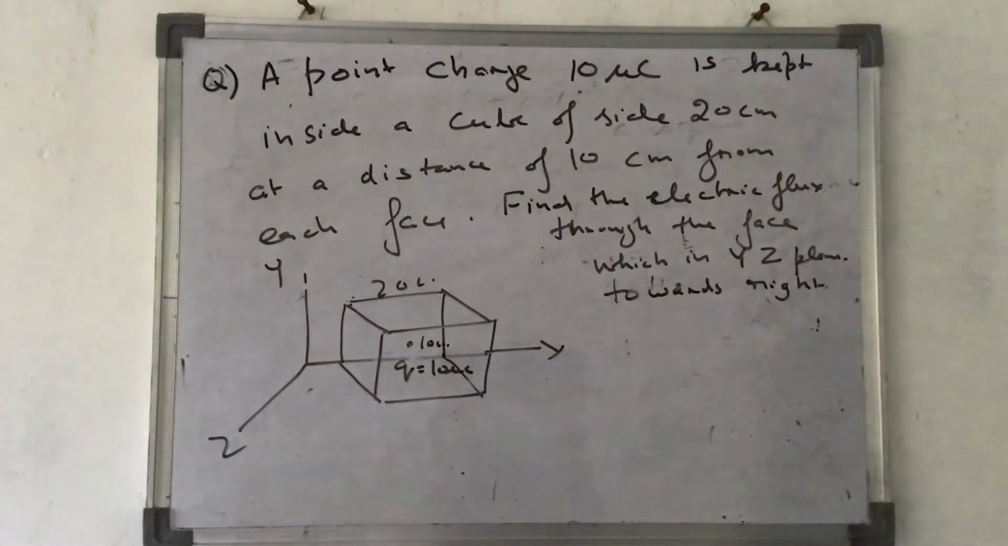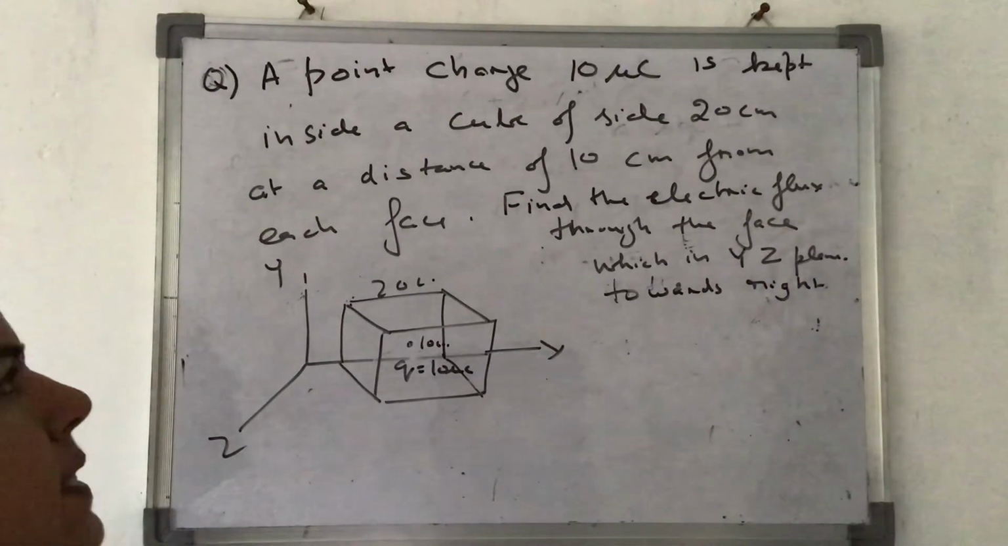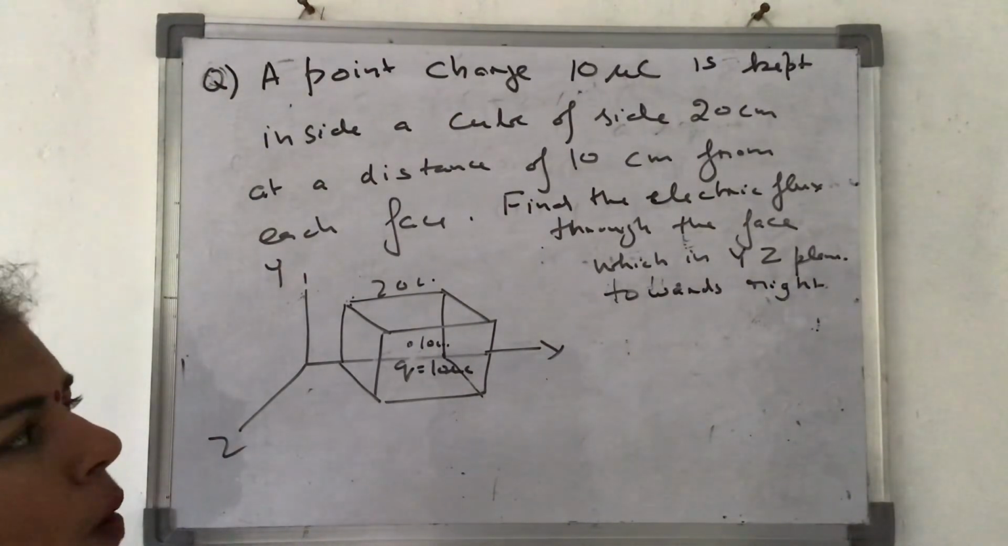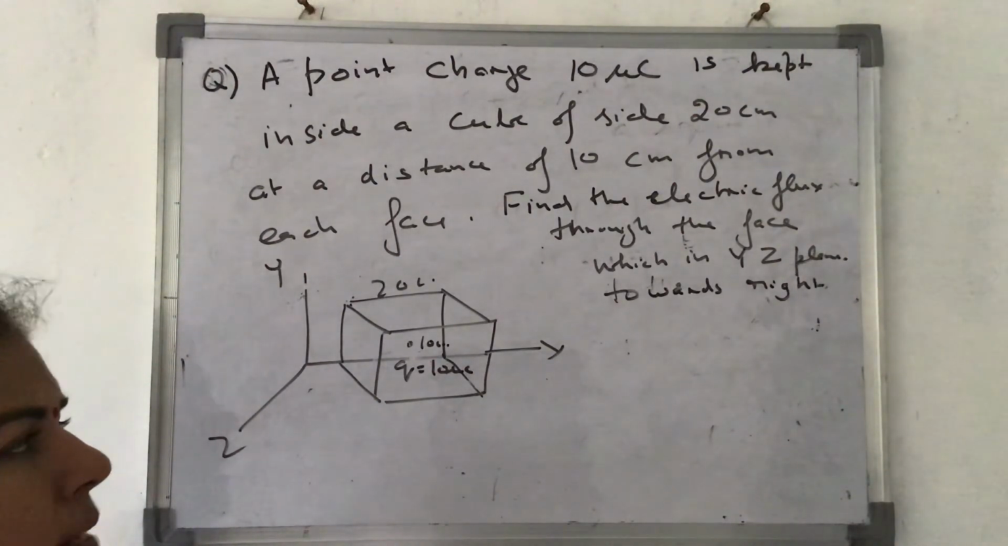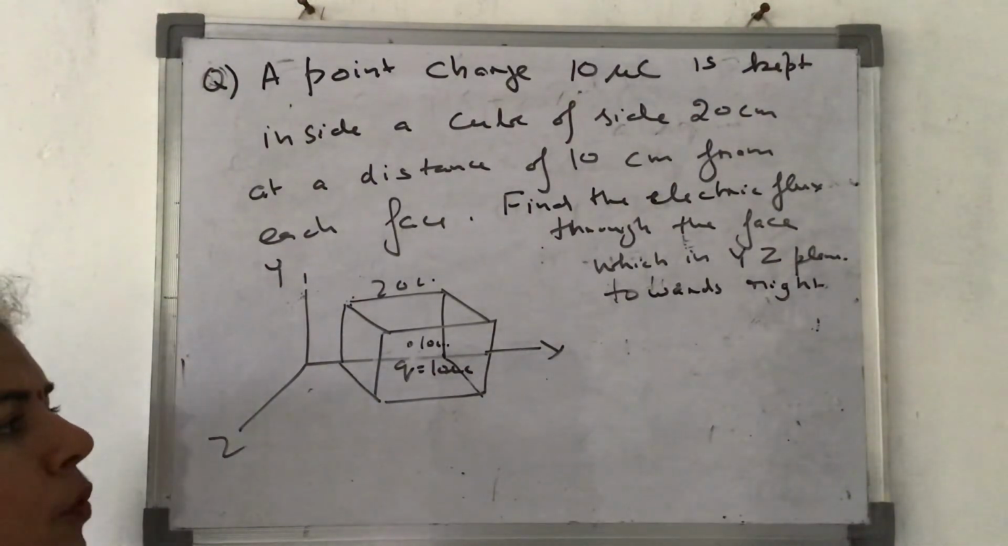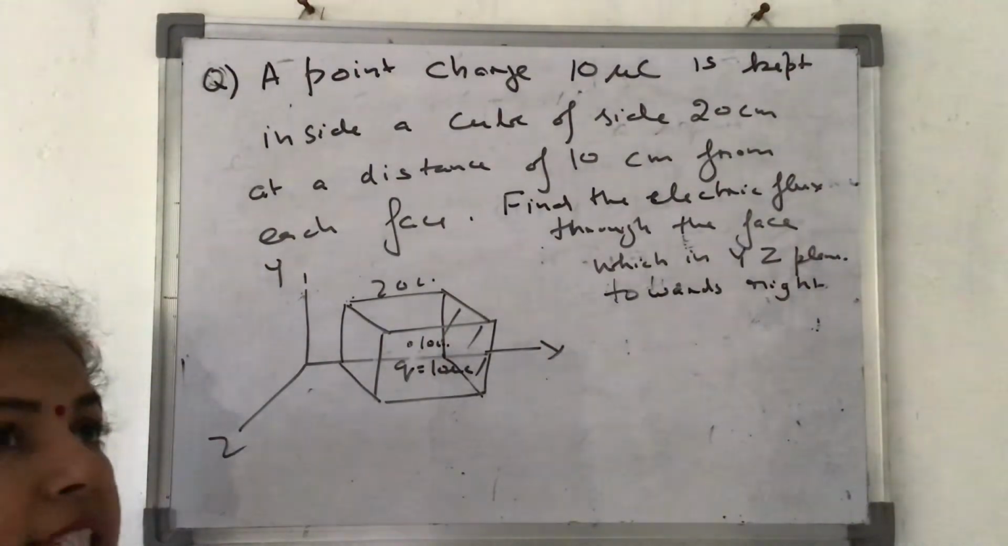Yes, they are asking a point charge 10 microcoulomb is kept inside a cube of side 20 centimeter at a distance of 10 centimeter from each face. Find the electric flux through the face which is in YZ plane towards right. Towards right means this side. I have to talk about this face. How many faces does a cube have? It has got 6 faces.